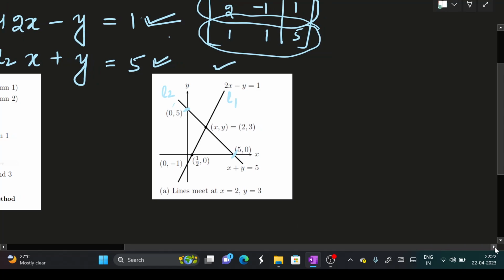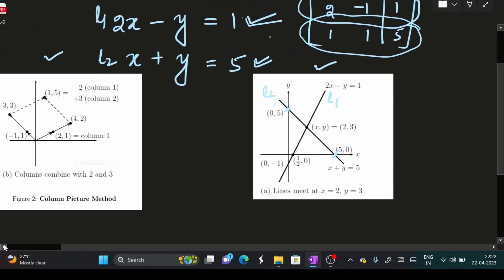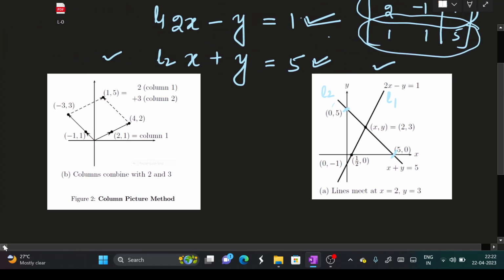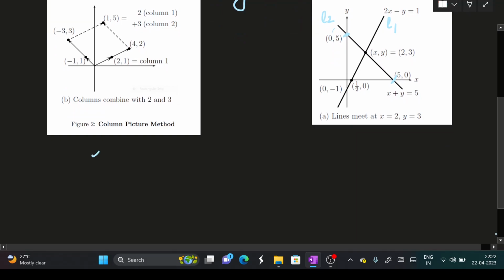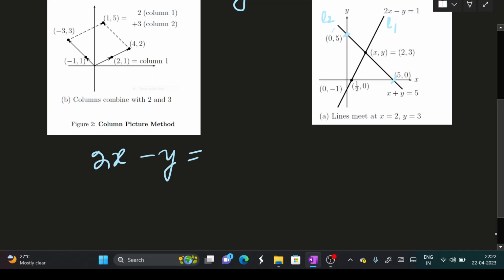So here, what we have to do? In this case, the column picture method, we have to write the system of equations in column form. What's the given system of equations? 2x minus y is equal to 1, x plus y is equal to 5. First, I have to write it in the form of column form.